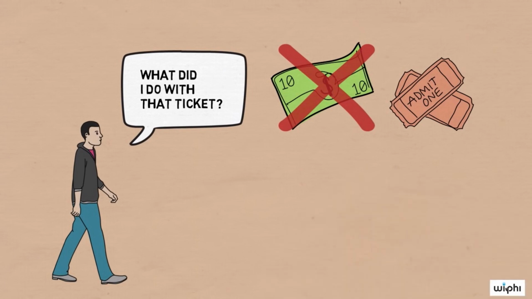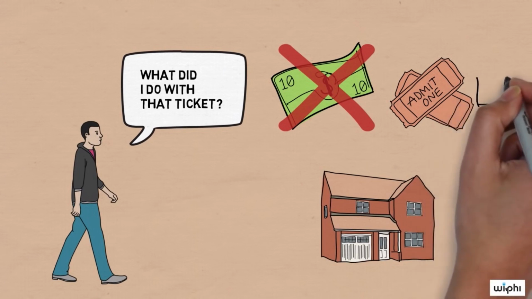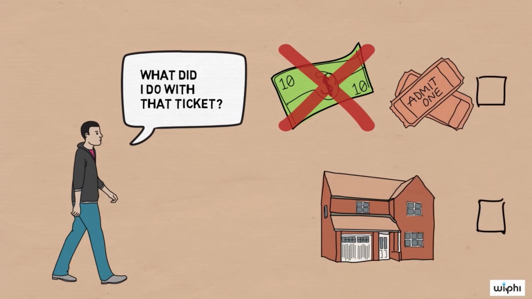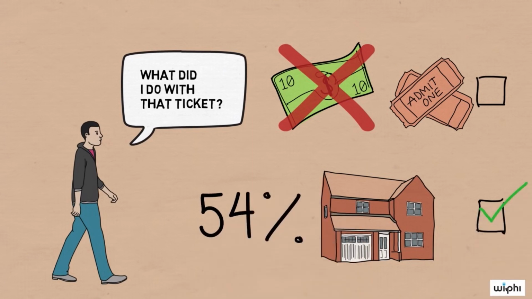If you're like most people, you might be tempted to head home. In fact, when the psychologists Kahneman and Tversky presented this problem to college students, 54% of people said they'd probably just head back home. But now imagine a different scenario.